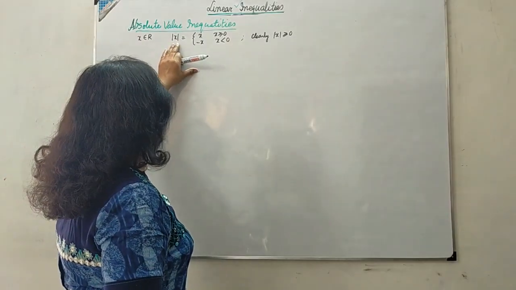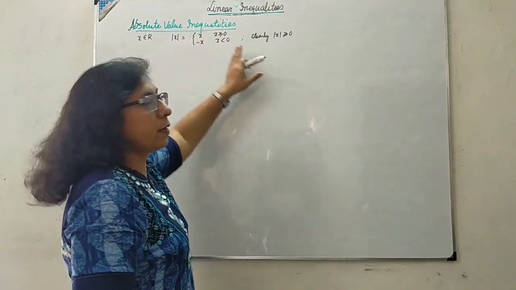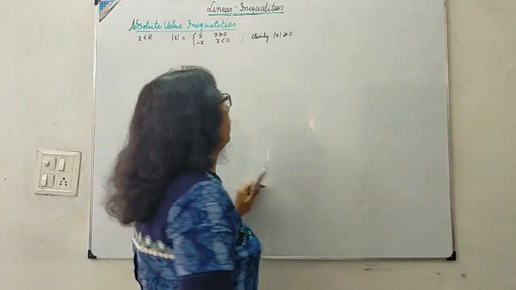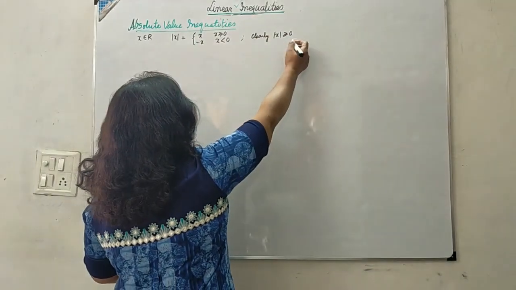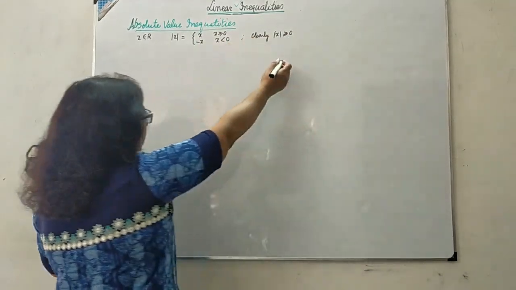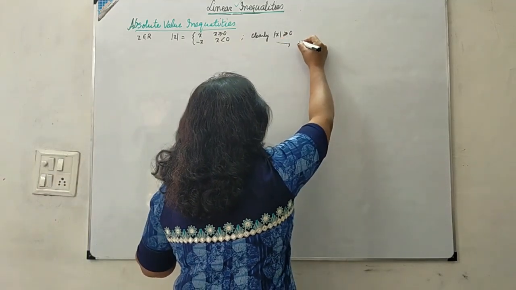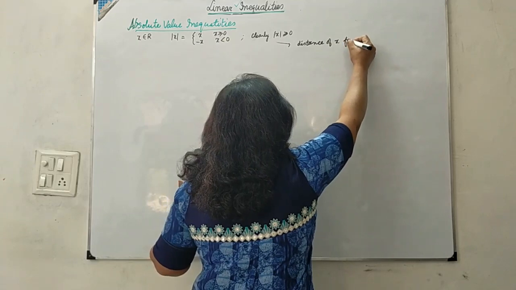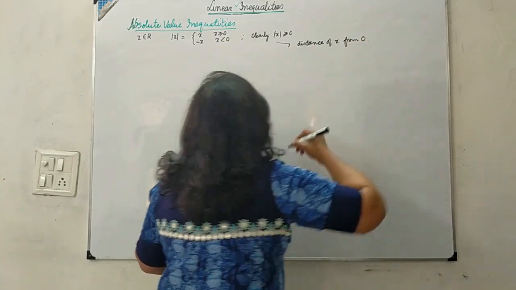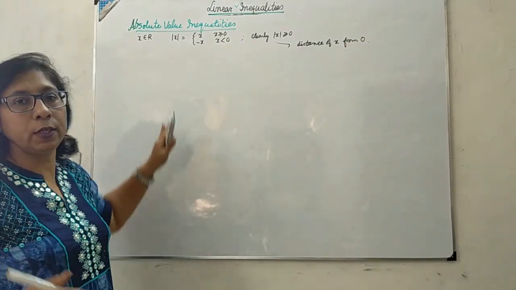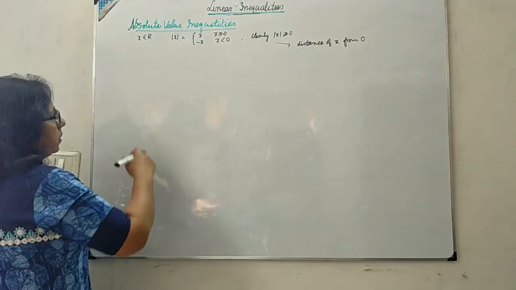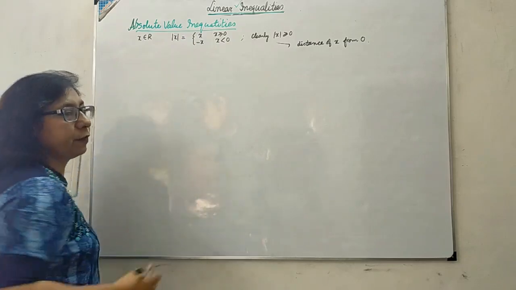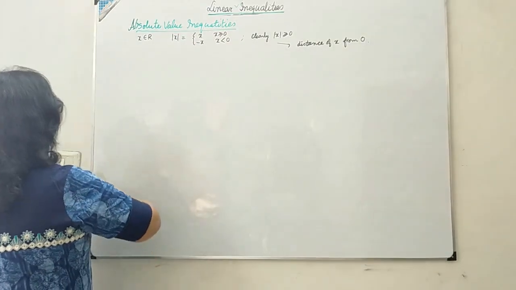By definition, modulus x is x when x is positive and minus x when x is negative. Clearly, this modulus x is always a positive number. This means actually the distance of x from the origin. This means actually the numerical distance. Now we can consider four different types of absolute value inequality.